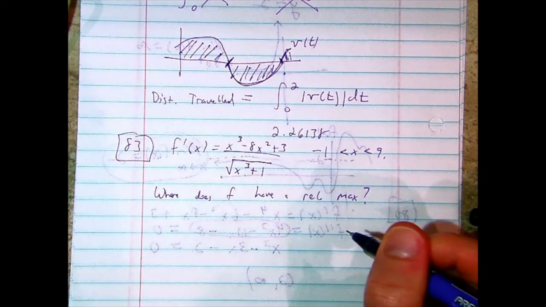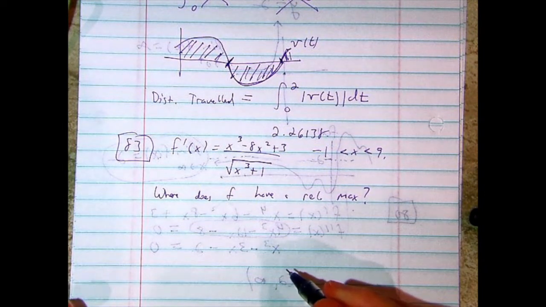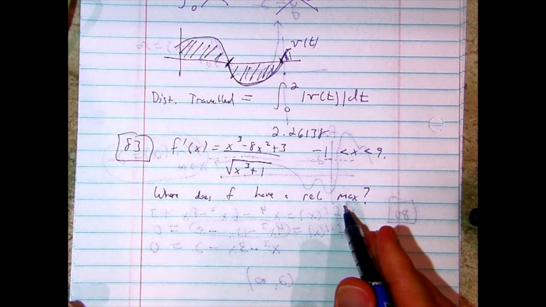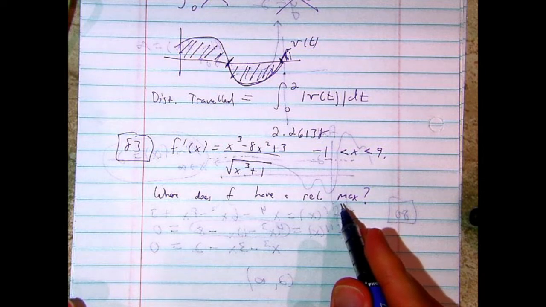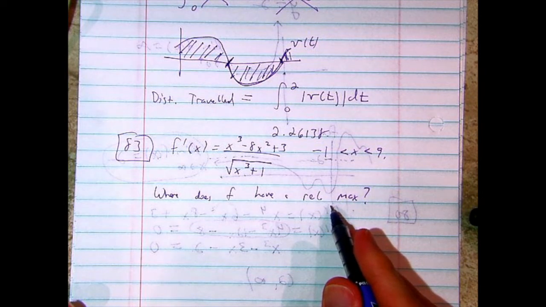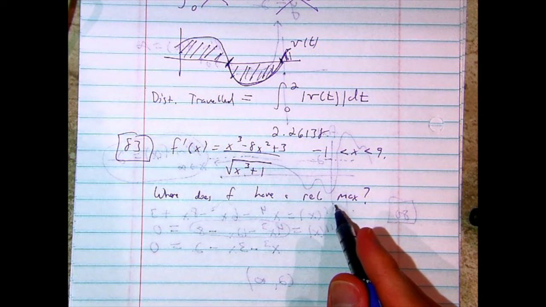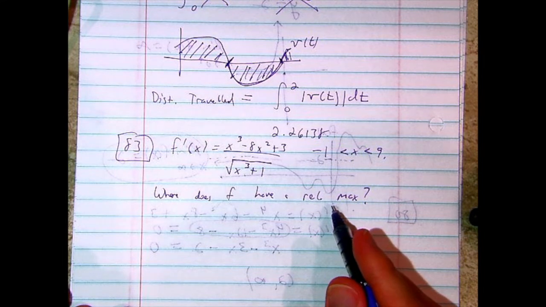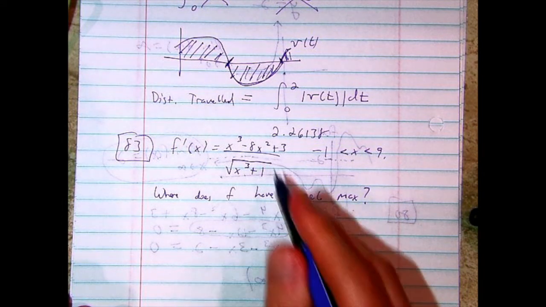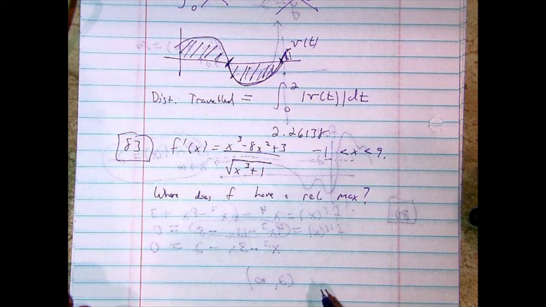Well, if you think about it, relative maxima and minima occur at critical points. That's places where the first derivative is 0 or undefined. I think that we shouldn't really think too carefully about critical points of the type where this function is undefined. I'll explain why in a moment.